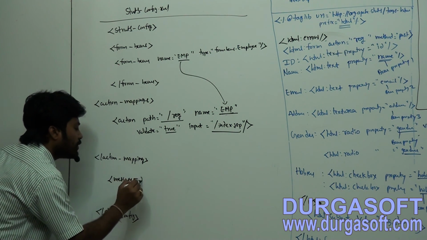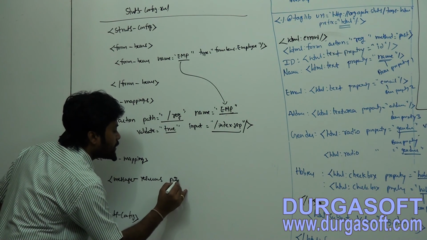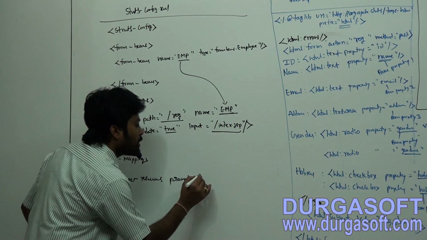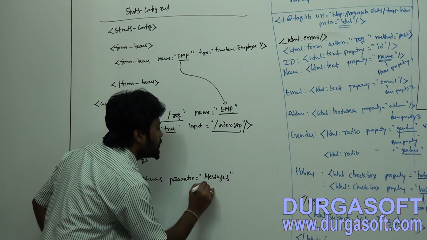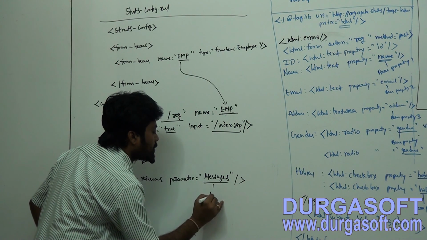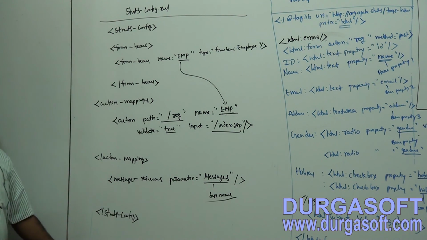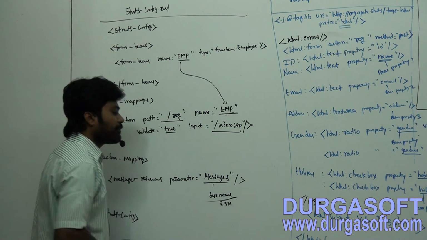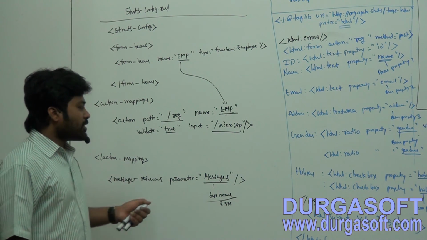The message-resources parameter. You can configure your properties file here. Only the base name we should configure here. To support I18N, we have to use only the base name. Base name means without the dot properties extension. Only the base name we should configure here.